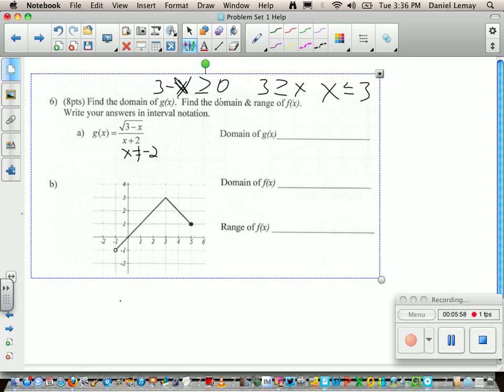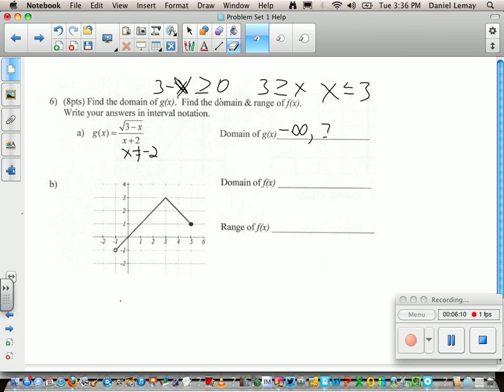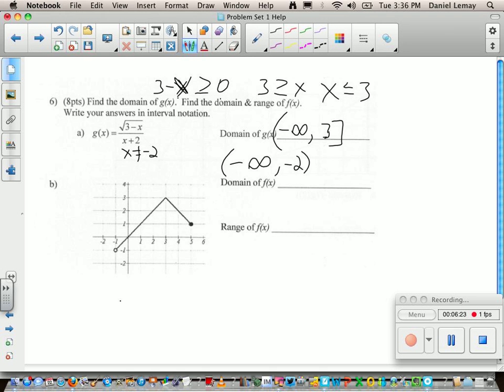So what's the domain? Well, we just said -∞ to 3, close brackets, right? But x can't be -2, so what we've got to do in our domain is skip over -2. Okay, so that's how you'd find the domain of that radical function. Hopefully you'll be able to do that on the problem set.